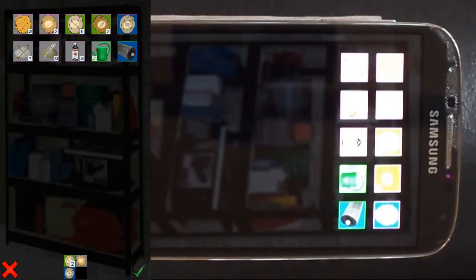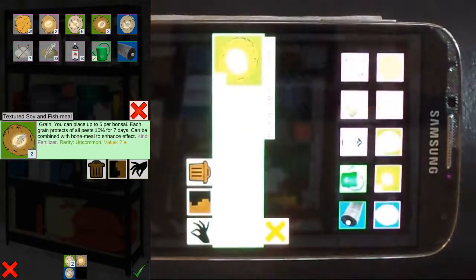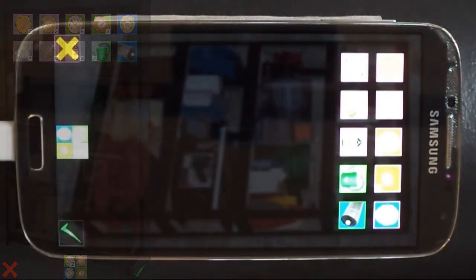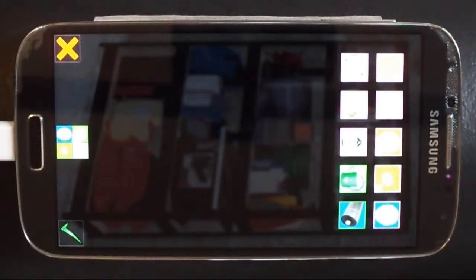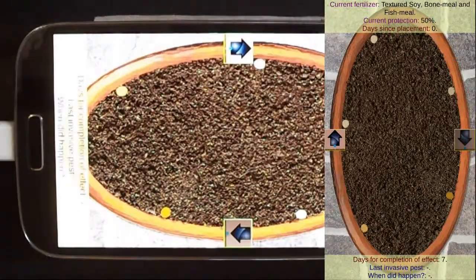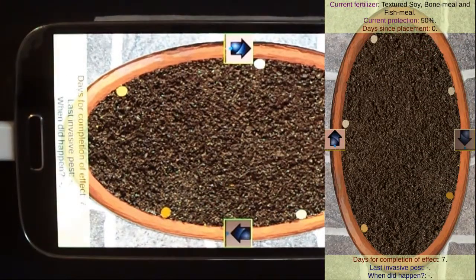When you push an item icon, you will see more information about it and some actions. What you're seeing there is your inventory. Yes? I selected 4 different fertilizers, and now we have some organic fertilizer on the pot.